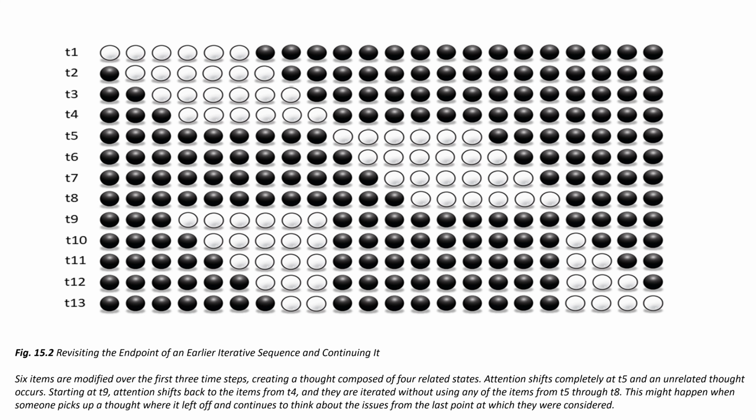This shows one thought followed by a second, but then the first thought picks up where it left off and continues to iterate from there. This might happen when someone picks a thought back up and continues to think about the issues from the last point at which they were considered.